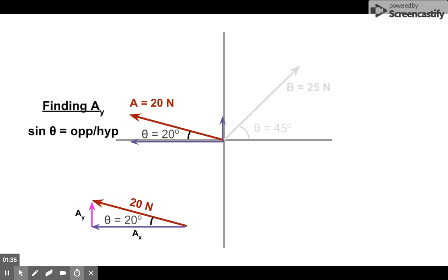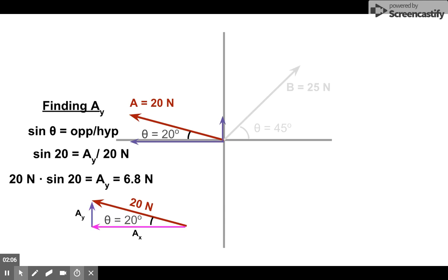So to find the y component of vector A, I'm going to use the sine function. Recall that sine is equal to opposite over hypotenuse. In other words, the sine of 20 degrees should equal the y component of vector A divided by the hypotenuse, which is 20 newtons. Rearranging that equation and solving for the y component of vector A, I end up with 6.8 newtons.